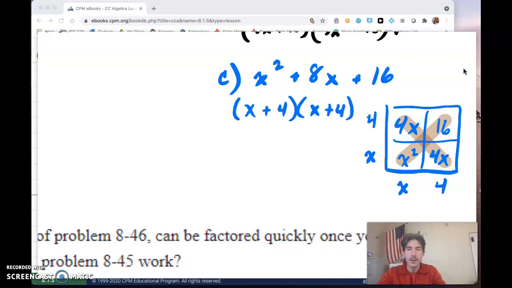What do you notice there? They're the exact same, right? And sometimes we even write these like this, right? Repeated multiplication.